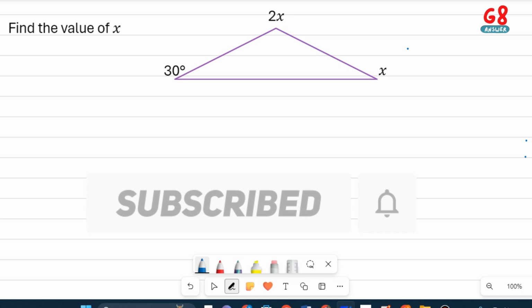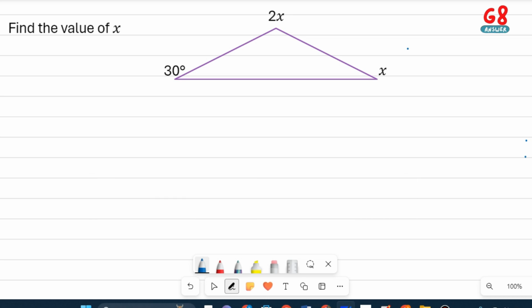So let's start the solution. The given figure is a triangle, and we have to find the value of x. As you know, the sum of angles of a triangle is equal to 180. So we will add all the given angles. We will write it here: 30 plus 2x plus x equals 180.